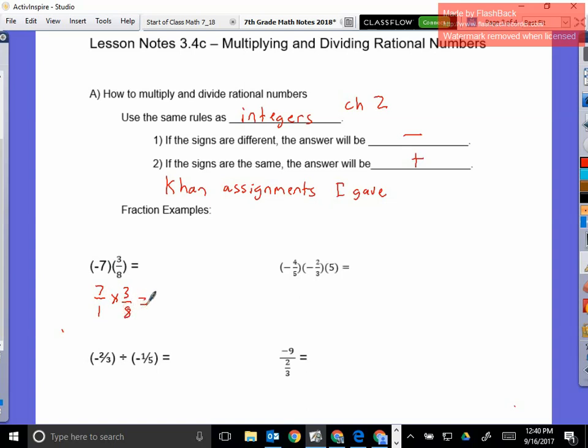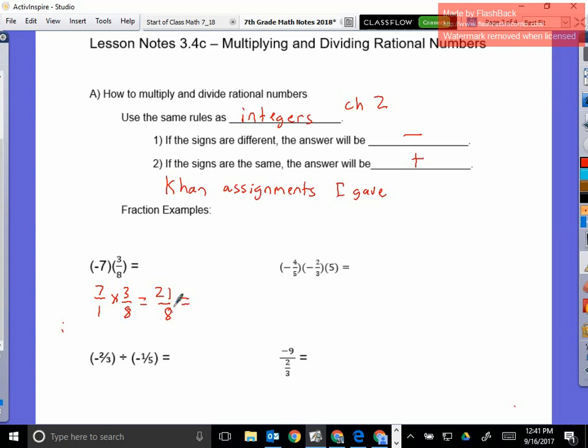Now I'm ready to multiply that. Multiplying fractions says you have to multiply straight across. So 7 times 3 is going to give us 21. 1 times 8 is going to give us 8. So we just got our answer, 21 over 8. The problem with that is this is an improper fraction, so we want to go ahead and turn that into a mixed number.